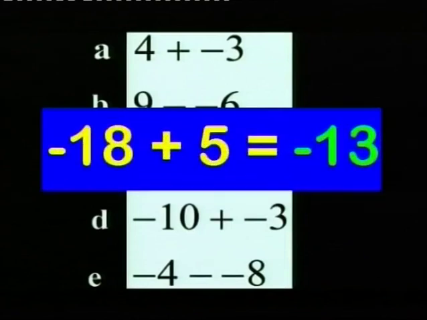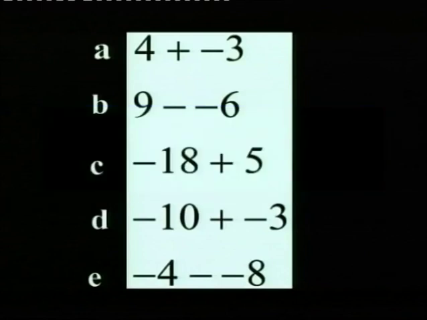Negative 13. 18 take away 5. Your answer, get the sign of the larger number. 8s, are you with me? Okay, good. Receiving students. Next one, D. Negative 10 plus negative 3.